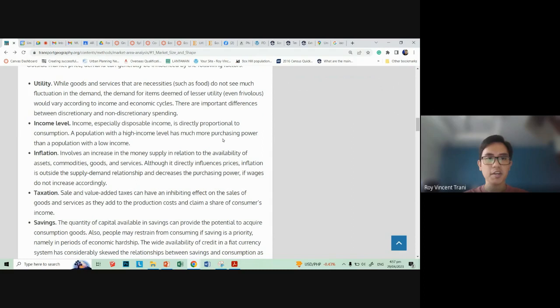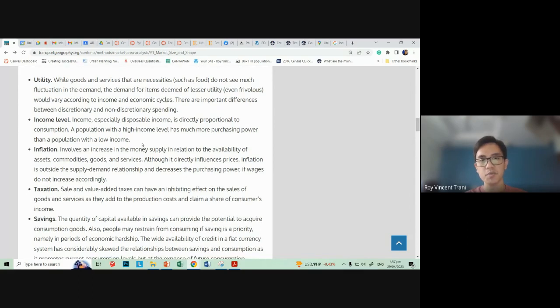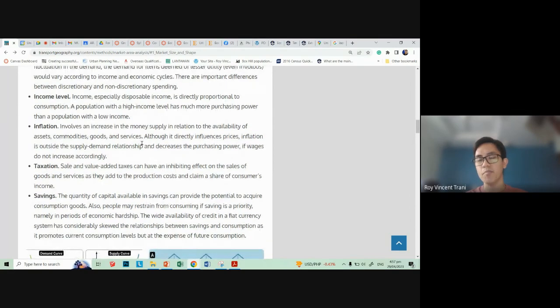Income level. Income level, especially disposable income, is directly proportional to consumption. A population with a high income level has more purchasing power than a population with low income. So we can see this in developed countries where they have more malls, more markets, because there's a higher disposable income in the general population. Meanwhile, in the Philippines, our economic activity is a bit lower because our disposable income is also lower.